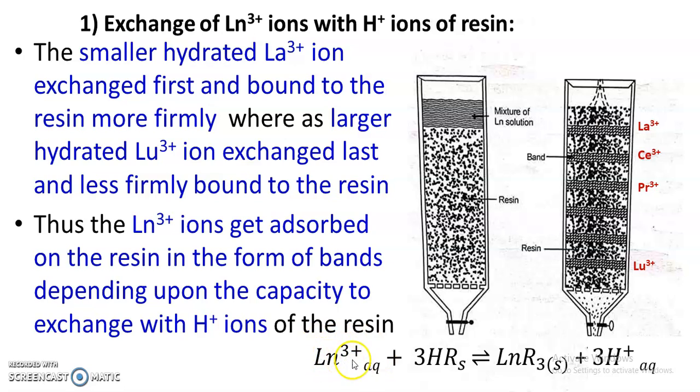Ln plus 3, an aqueous solution of lanthanide plus 3, when it comes in contact with resin, HRS, S stands for solid. So H is the exchangeable proton. Then Ln plus 3 exchanges with this proton, and there is a formation of LnR3. So this is the adsorbed lanthanide ions on the surface of the solid resin, and H plus ions get free, or they will be exchanged with the lanthanide plus 3 ions.